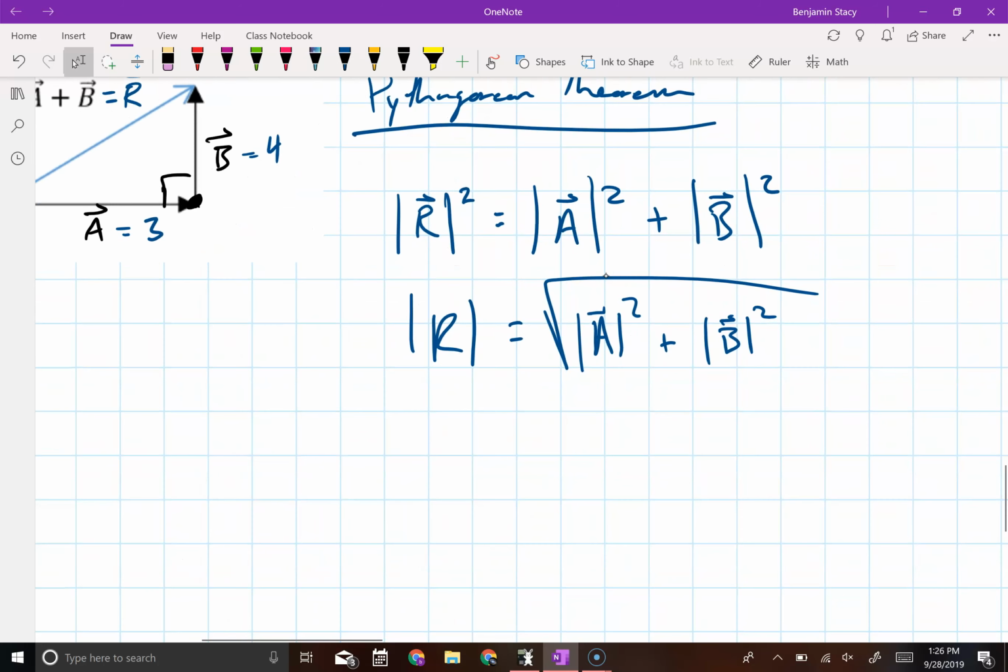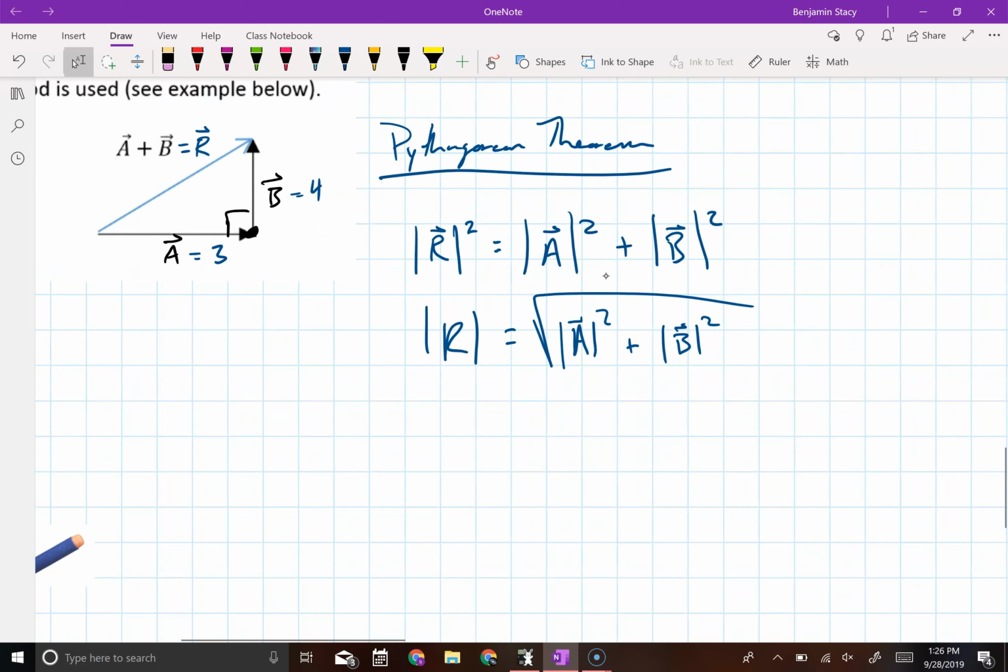All right, so this one is pretty easy. We get 3 squared, which is 9, plus 4 squared, which is 16, so 9 plus 16 is 25. The square root of that is 5. So this is a 3, 4, 5 triangle. So the magnitude is 5, whatever the units are. And so my magnitude of the resultant vector would be 5, whatever units.